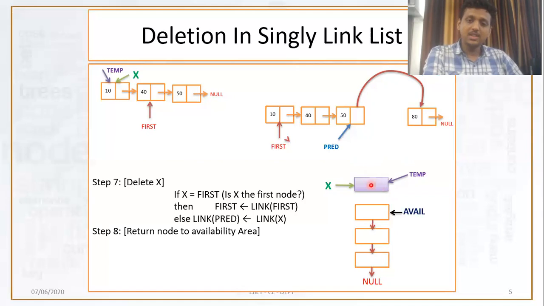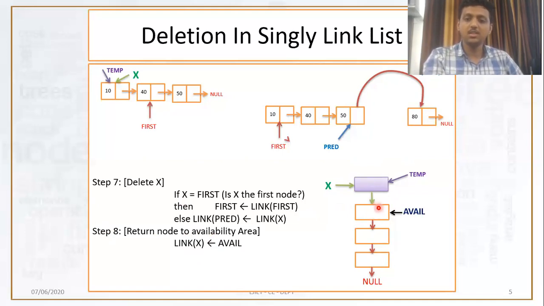So this is x, and this is the link of x. Link of x needs to point to this node. What is the name of this node? Avail. So the first step is link of x to avail. Link of x to avail.